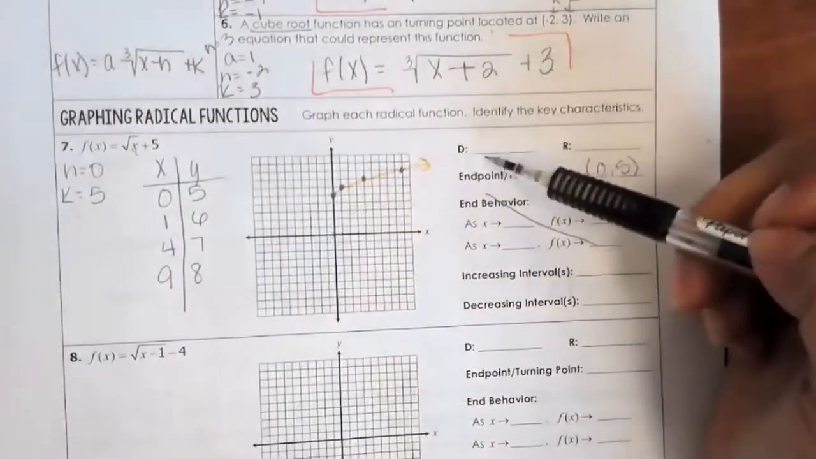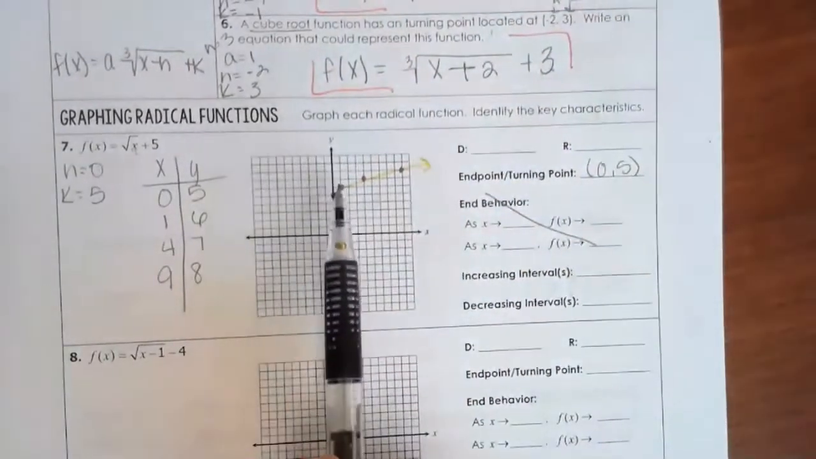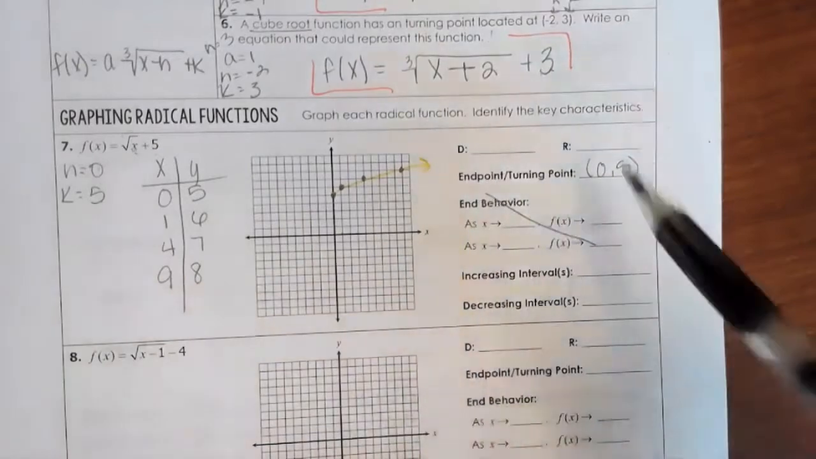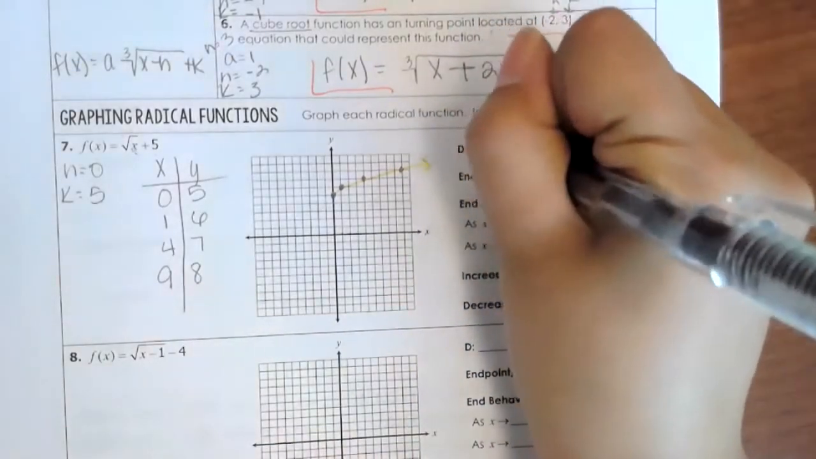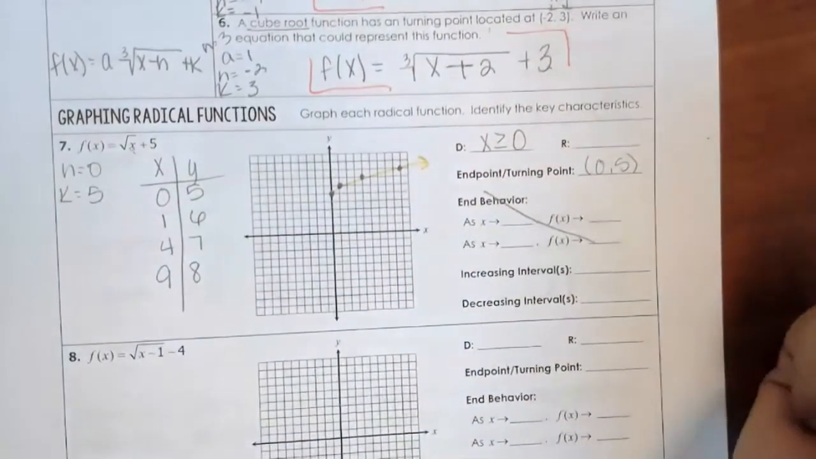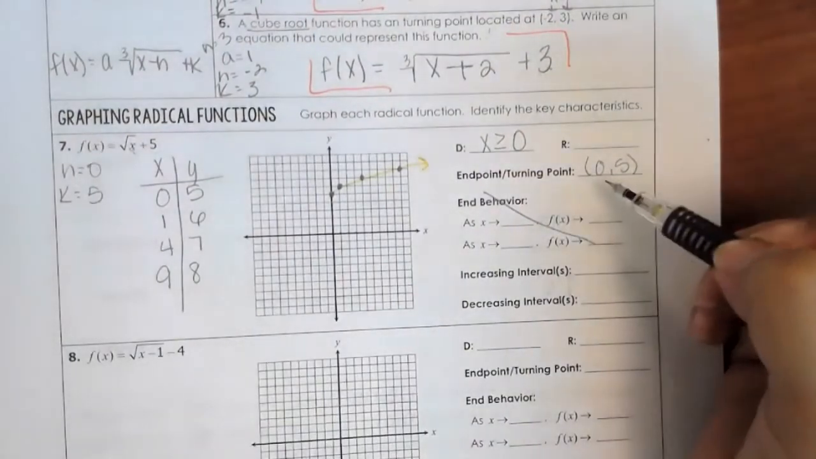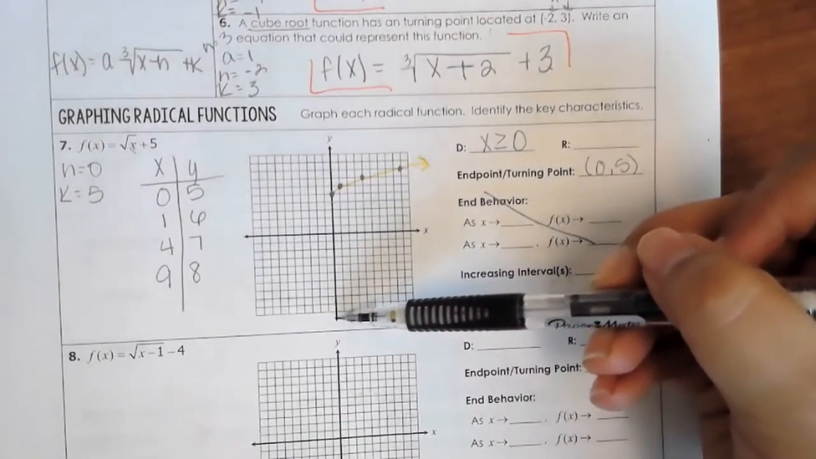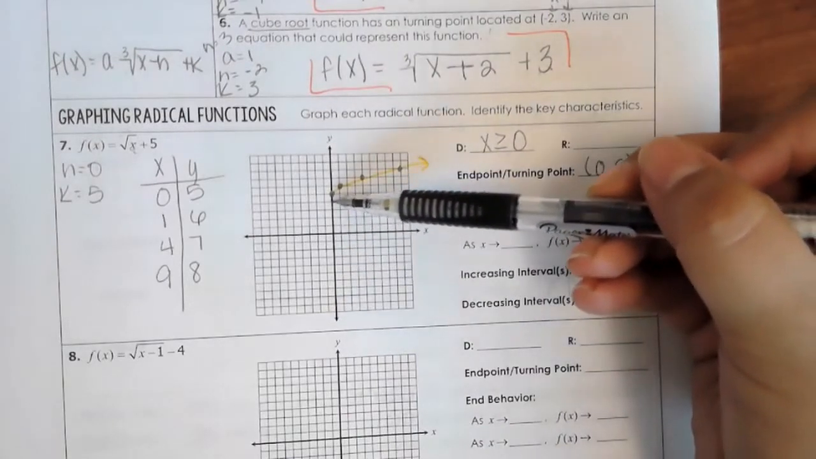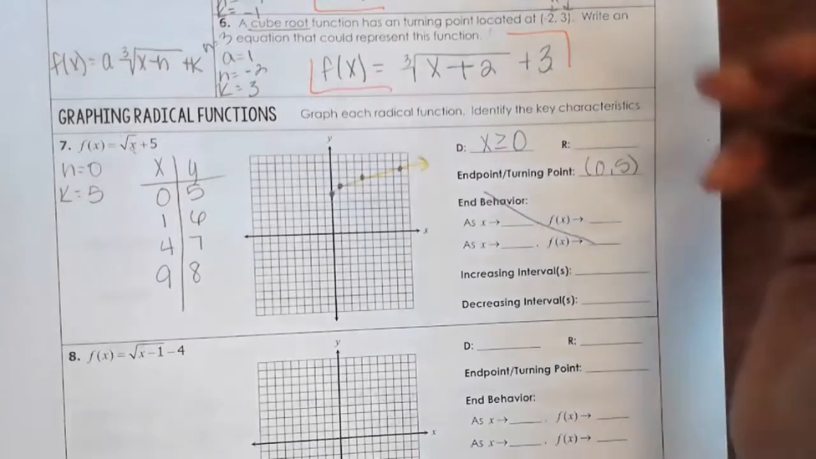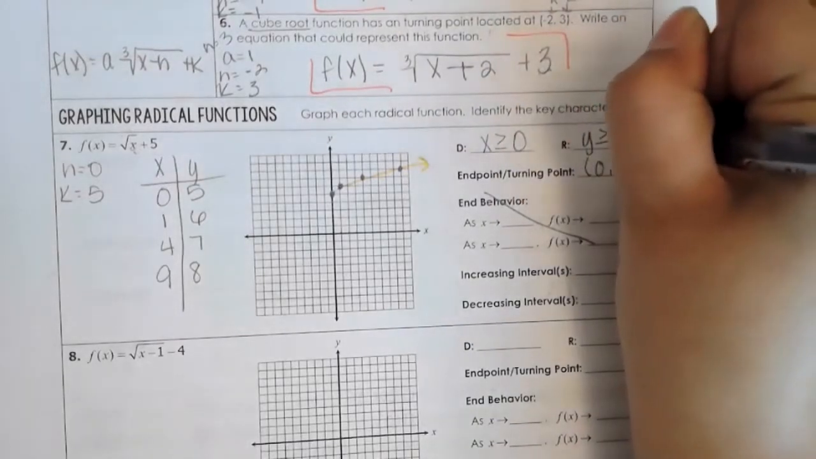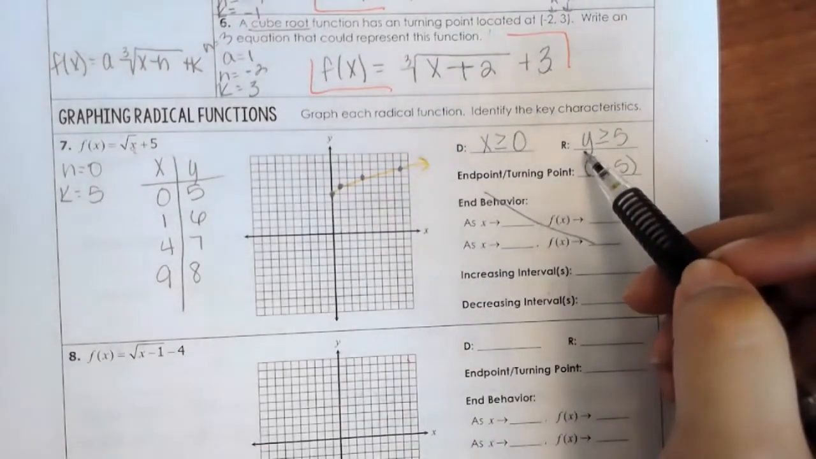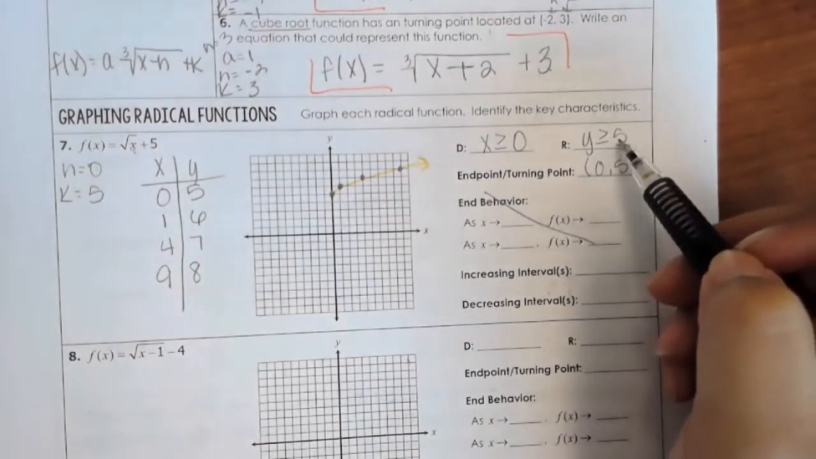All right, so domain is x values. Notice that all your x values start at 0 and go towards the right. So your domain is all x values greater than or equal to 0. Your range is y values, and notice that the smallest y value, if you come down, go up, is right here, the endpoint, which is 5. And then it continues to go up to infinity. So your range would be y is greater than or equal to 5.